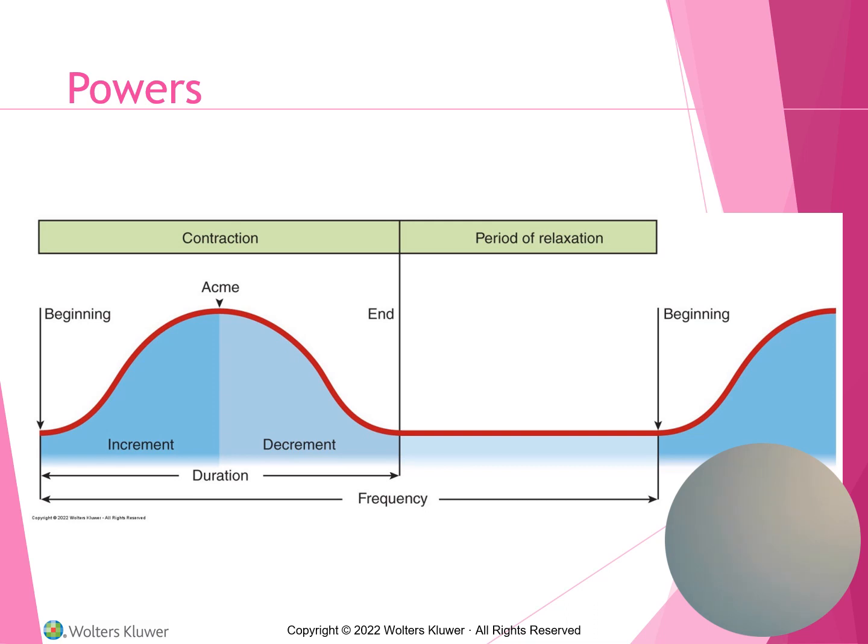For the contraction pattern, we look at the frequency, duration, and intensity. If you look at this slide, we have the beginning of the contraction to the end of the contraction. That will be the duration. How long does it last? And then the frequency is determined from the beginning of one contraction to the beginning of another contraction.